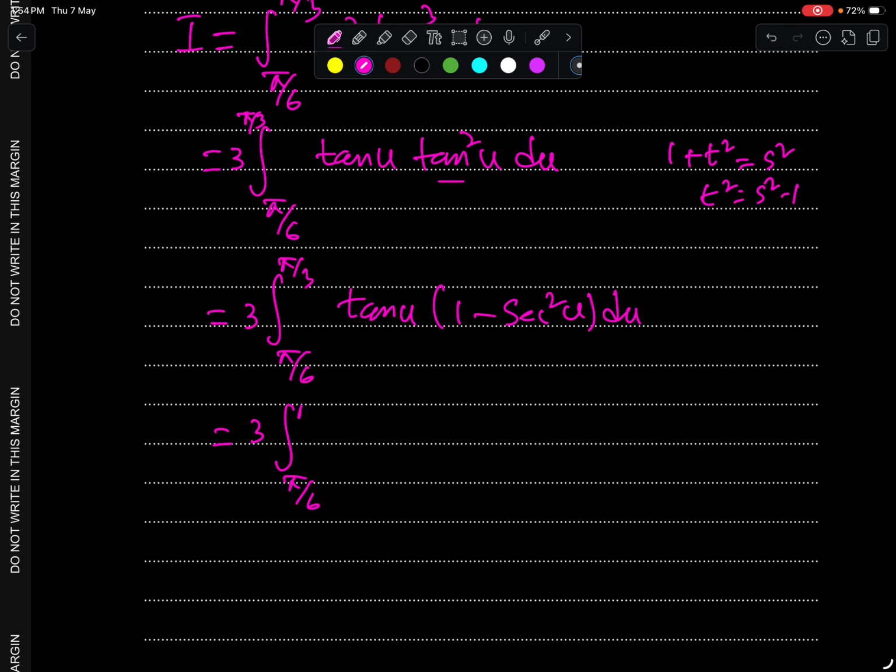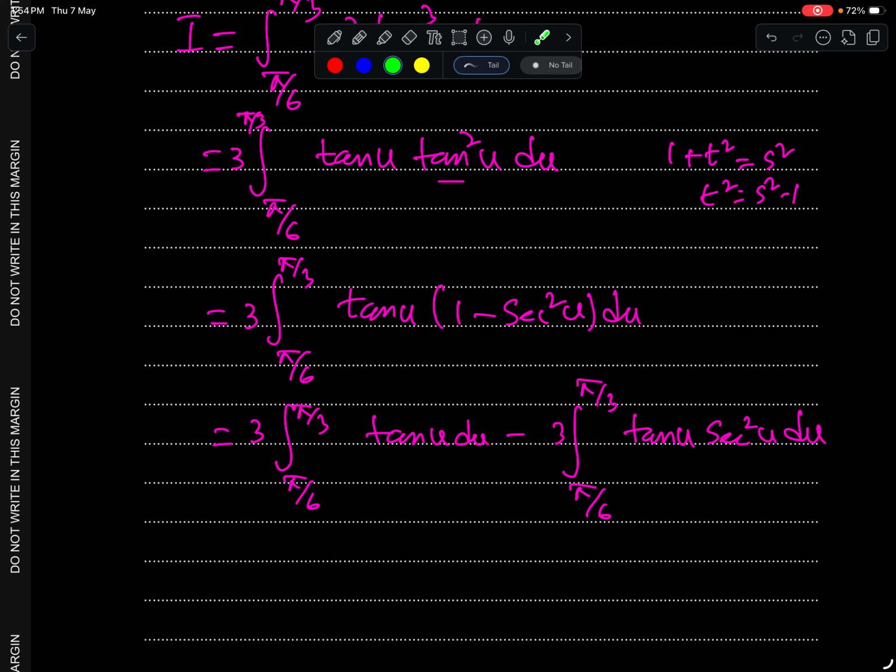3, pi by 6 to pi by 3. Now multiply tan u with both, so tan u du. Distribute the integrals as well to make it simple. Now see, I multiplied tan u with this and with this. So with this I got tan u, and with this I got tan u sec square u, and then I distributed the integral. I gave the integral to both the functions.